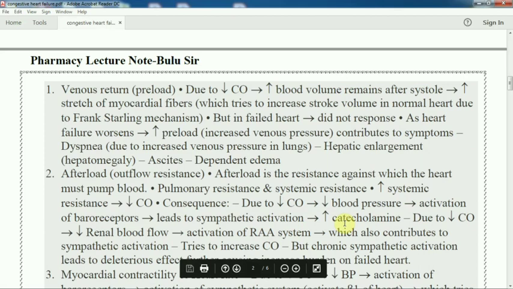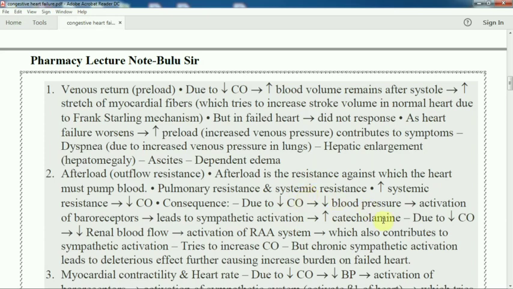Similarly, another mechanism in afterload: when the cardiac output decreases, it activates the baroreceptor. We'll go through in detail how the baroreceptor maintains blood pressure and how it controls congestive heart failure. But see the mechanism. When the cardiac output decreases, the baroreceptor activates.